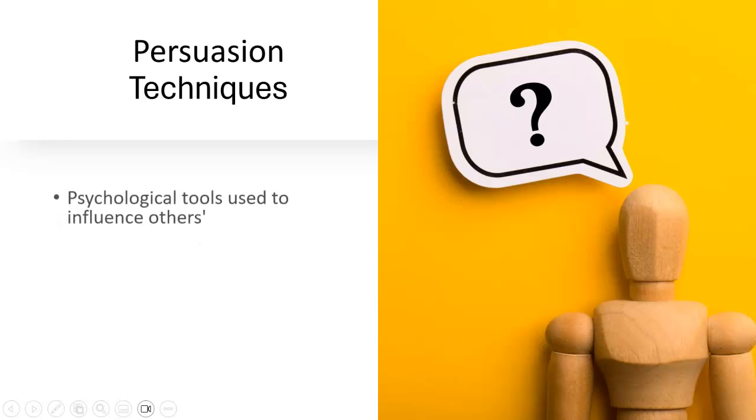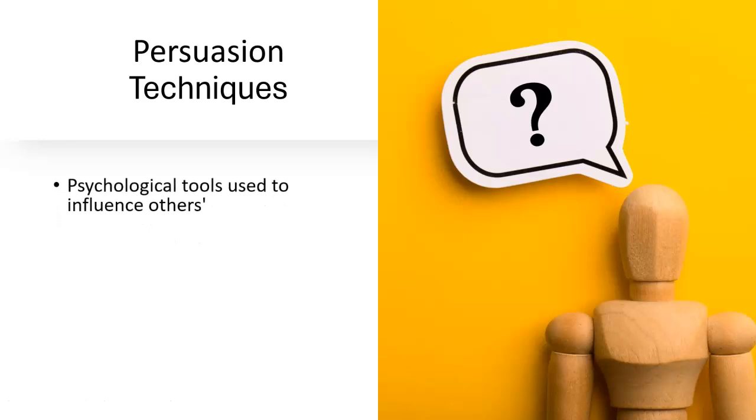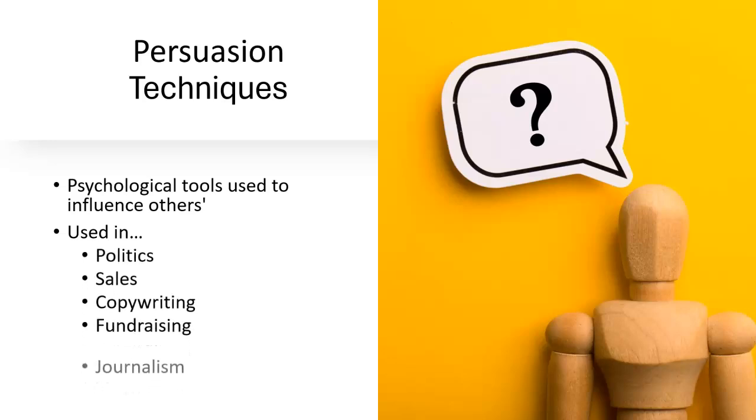First off, what are methods of persuasion? Methods of persuasion are simply psychological tools which can be used to influence others. Now, why do we use these? Because we want to make a business sell. We want to get people to vote for us. We want to make sure that we are getting people to like what we're writing, giving us money, or believing what we are doing. So these are used in different things. You can see there: politics, sales, copywriting, fundraising, and journalism.